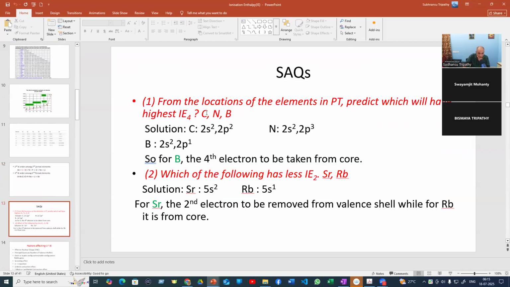Even for the locations, from the locations of the elements in the periodic table, predict which will have the highest I4. Carbon, nitrogen, boron, the I4.